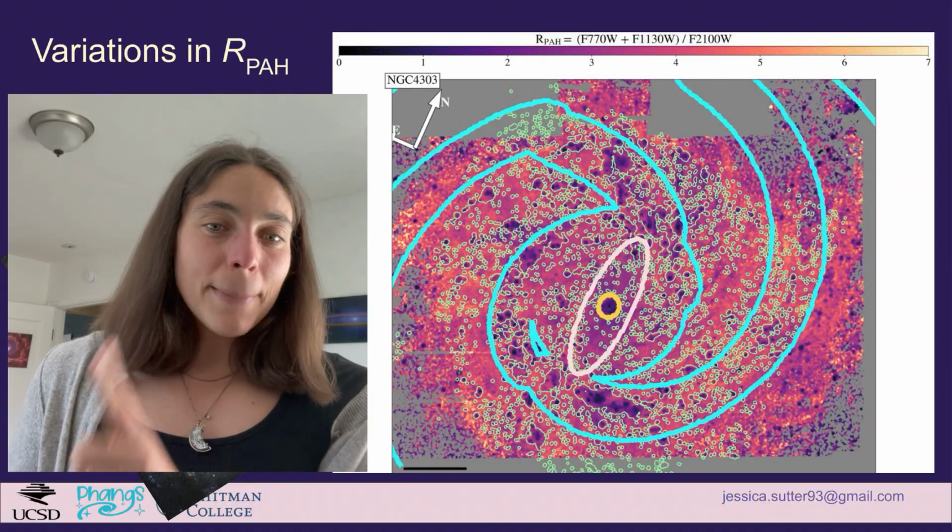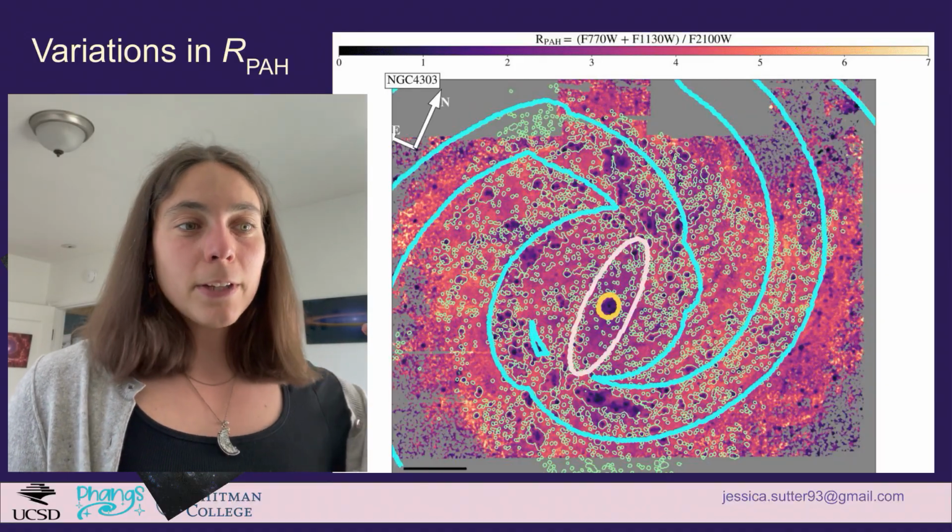One of the main things we noticed when we looked at our R_PAH in all of our galaxies is that it's pretty constant across different environments, across different galaxies, and seems to be really close to about 3.7 or 4, regardless of where you look. With one major exception.